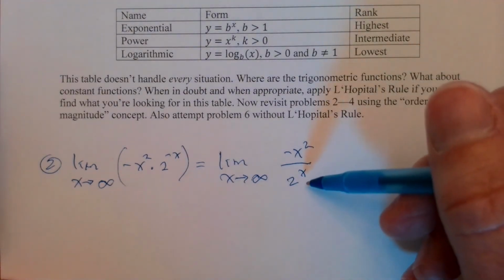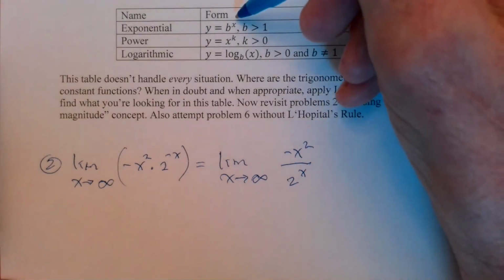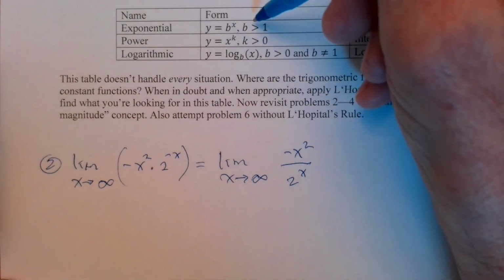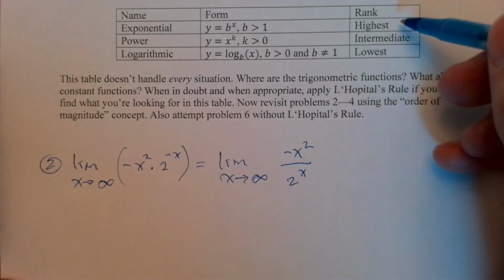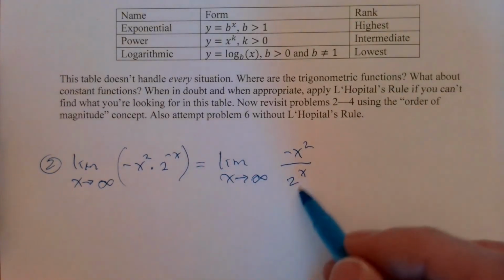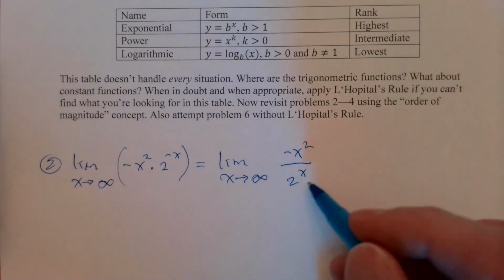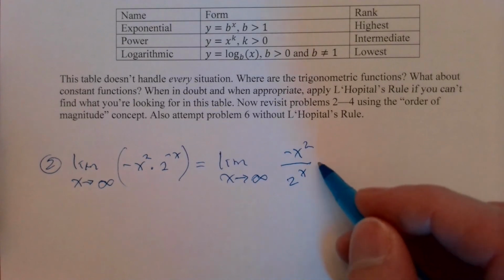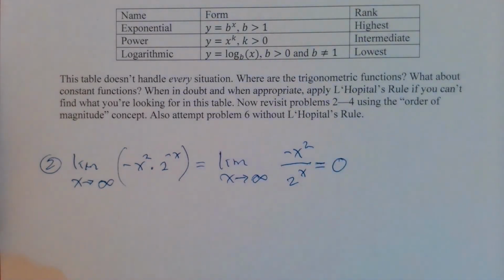Whereas 2 to the x is exponential. Any sort of b to the x function where the base b is larger than 1 gets to infinity faster than all others in this chart. So we don't have equal magnitudes here. The order of magnitude in the bottom is higher than that of the top. And so, according to what we just read, the answer is going to be 0.